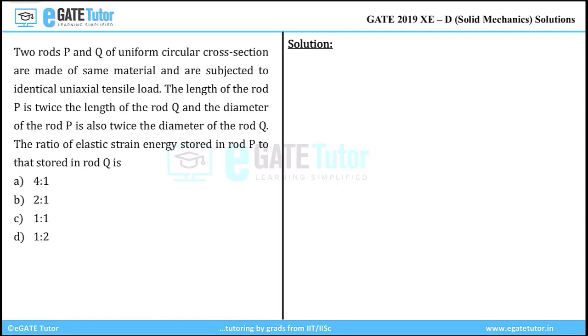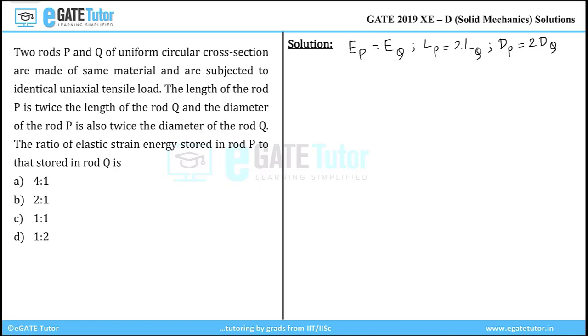Let's proceed to the solution. From the question, it is clear that both the rods P and Q have the circular cross section and both are made of same material. Therefore, since both are made of same material, the material property, which is Young's modulus of elasticity for rod P, is equal to Young's modulus of elasticity for rod Q. It is also given from the question that length of rod P is equal to 2 times length of rod Q. Similarly, diameter of rod P is equal to 2 times the diameter of rod Q.